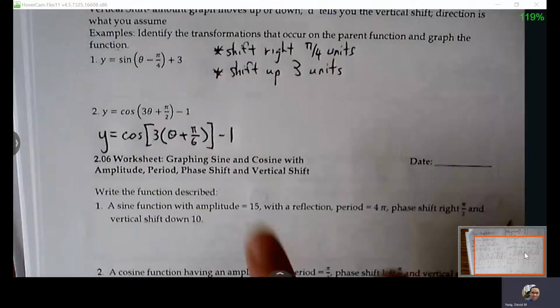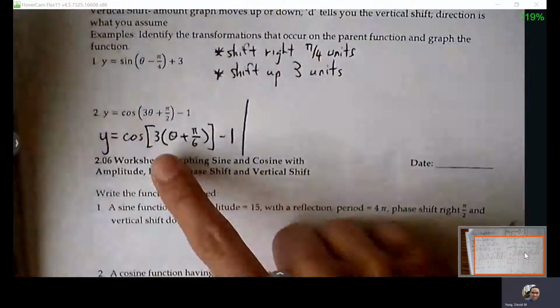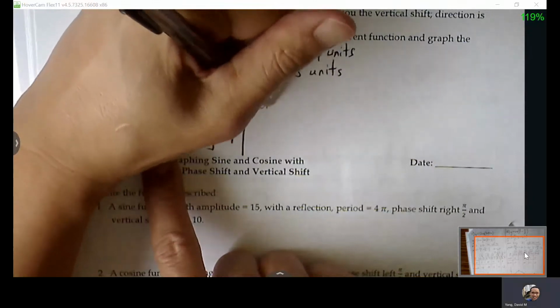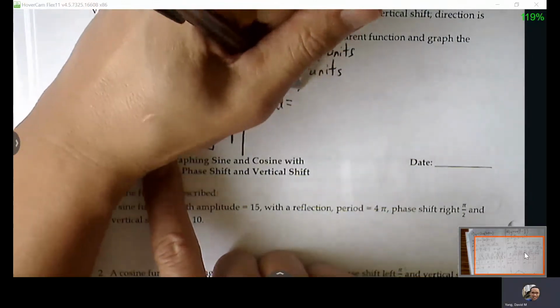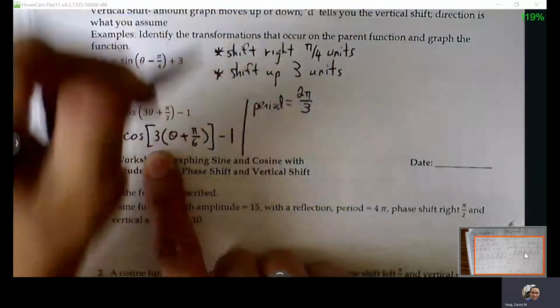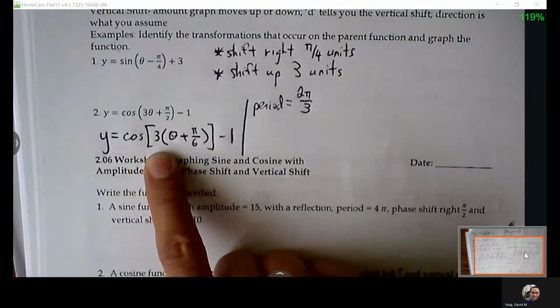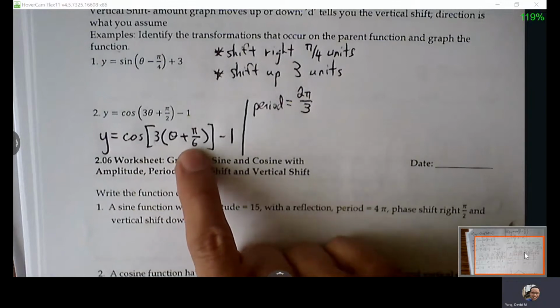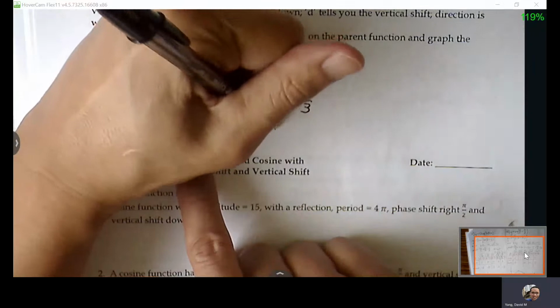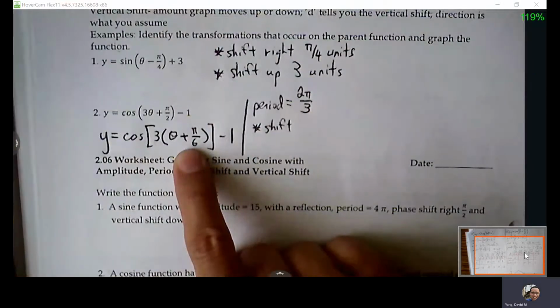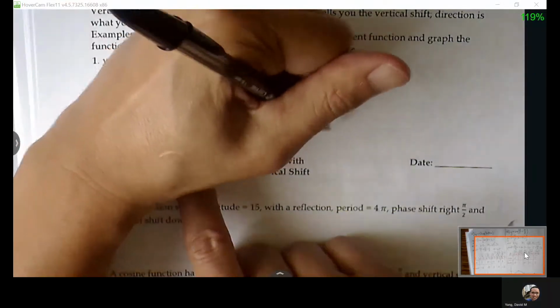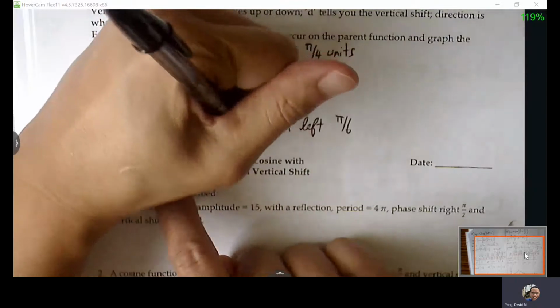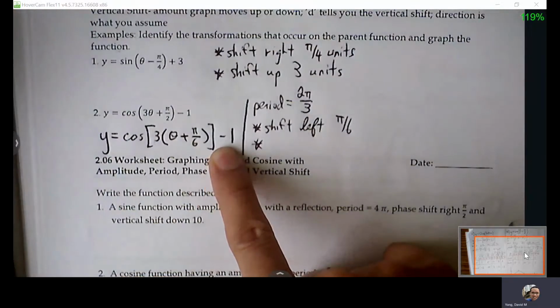Okay, let's find our b value, which is going to impact the cycle, the period. That plus pi over 6. Now we're looking at a number that can tell us the true phase shift. What is that? Shifting which direction? Left. And then the minus 1 is going to shift down.